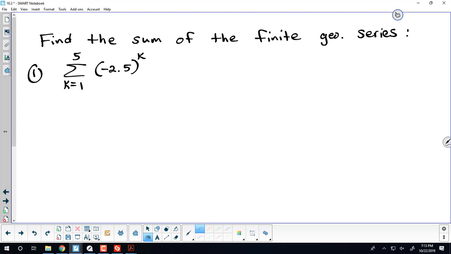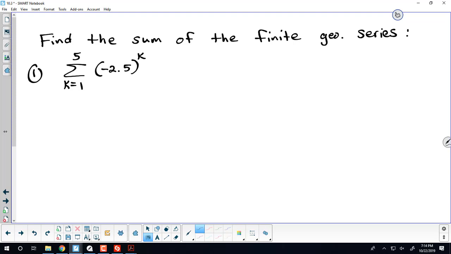So would that converge or diverge? It's a trick question. It's finite. It's just going to converge, right? You're just adding up 5 things. The absolute value of the ratio applies to the infinite geometric series.